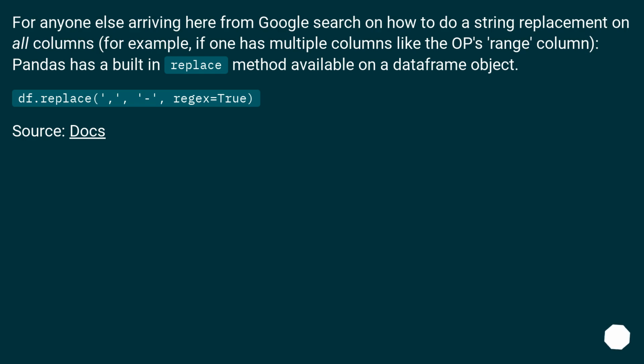For anyone else arriving here from Google search on how to do a string replacement on all columns, for example, if one has multiple columns like the ops range column, Pandas has a built-in replace method available on a data frame object. df.replace with regex equals true. Source, docs.